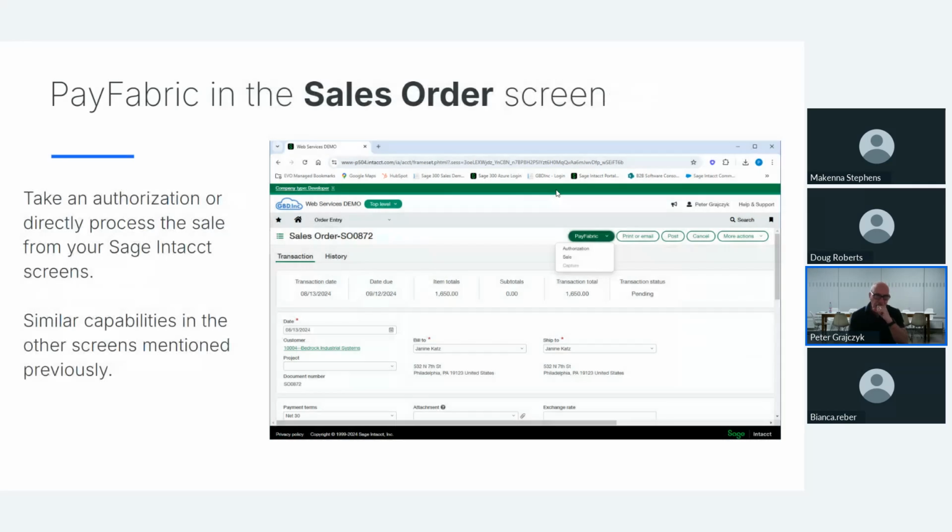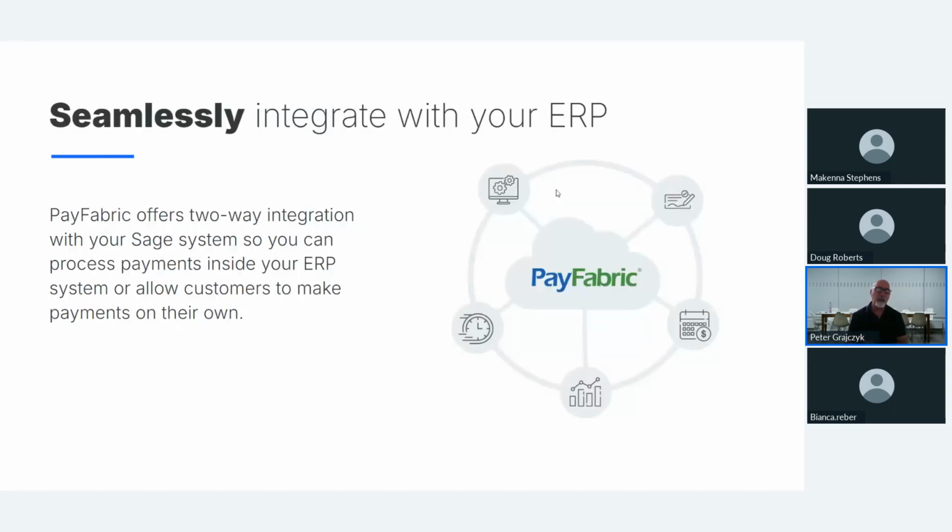So again, here's the sales order screen in Intacct. You can take an authorization, you can capture funds from a previous authorization, or you can take a direct sale transaction. If you're working in the accounts receivable module, which we do, oftentimes you'll just take a direct capture of those funds right away. So that means we're taking the authorization and the capture all in one step.